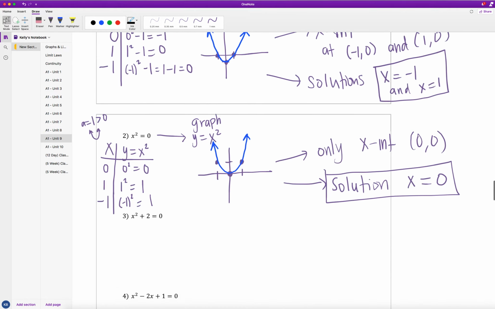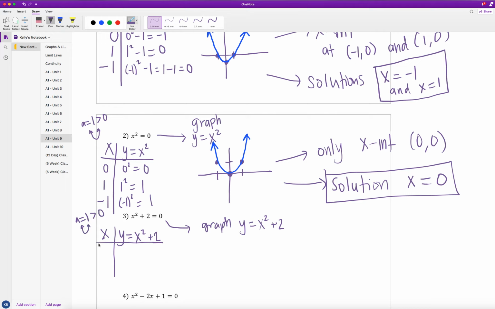Let's look at our third example. Example 3 says x squared plus 2 equals 0. Again, to graph this, we're going to instead look at y equals x squared plus 2. So I'm going to draw my t-chart. I am keeping in mind what direction this parabola is facing. Is this graph going to open up or open down? This graph is going to open up since our a value is still positive. So this graph is opening up.